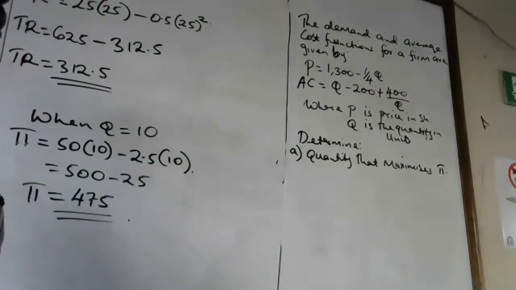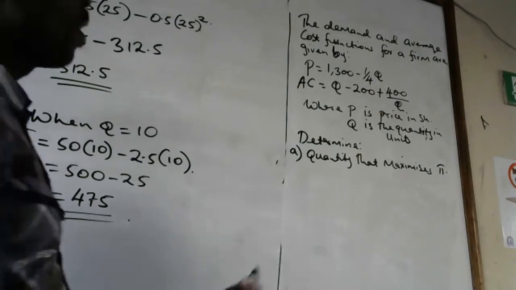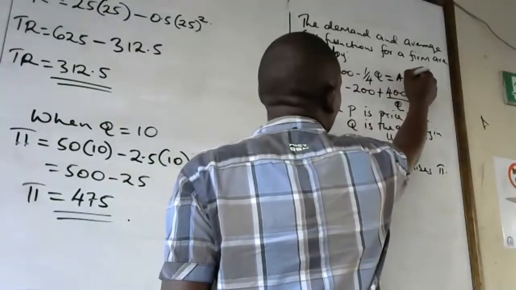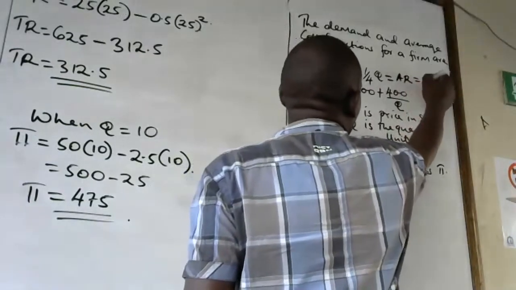Remember my first question that I did here. I told you this. Whenever you are given the price, this price is the same as the average revenue. It is the same as the demand.